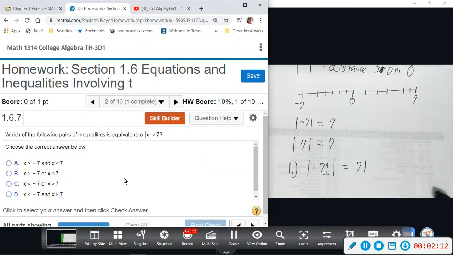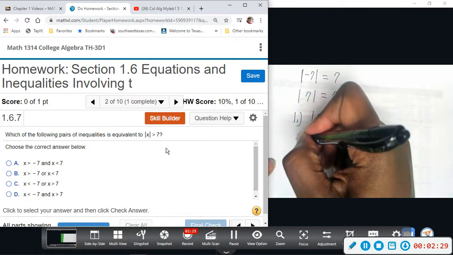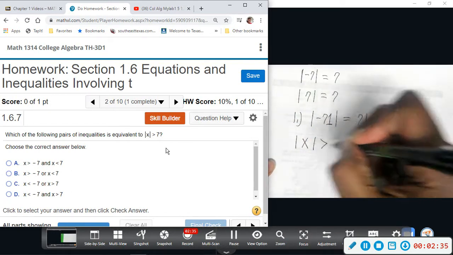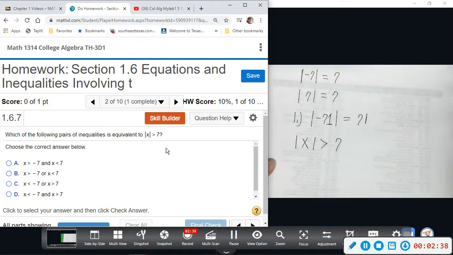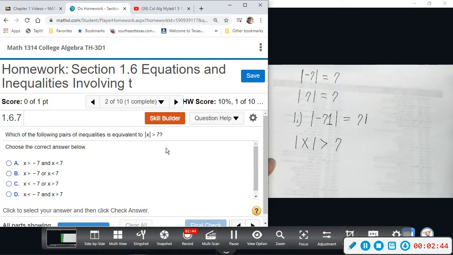All right, number 2, we want to know which of these is correct. So the absolute value of x is greater than 7. Now this is a little bit different when we have inequalities involved with absolute value. Recall from the previous, absolute value will change a negative to positive, and a positive will stay. So the first time we're going to keep this the same, and we're going to have to do this twice, for the negative and the positive.